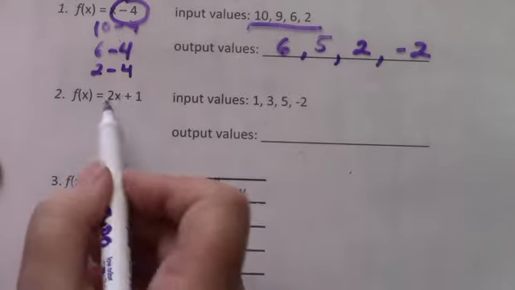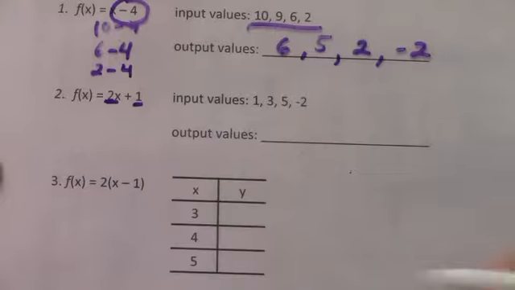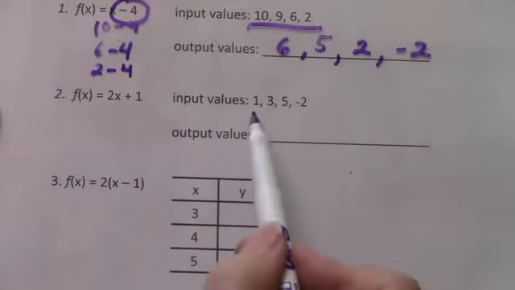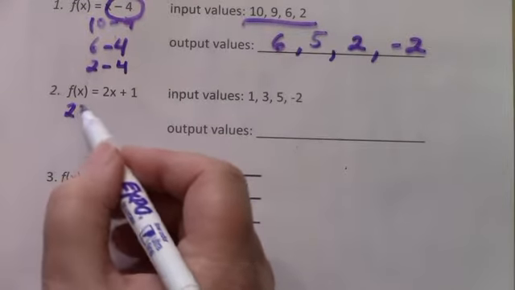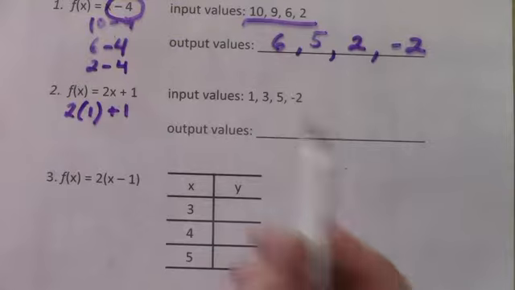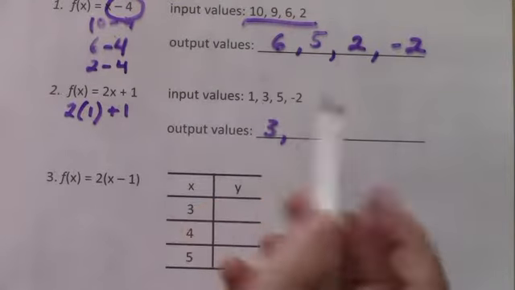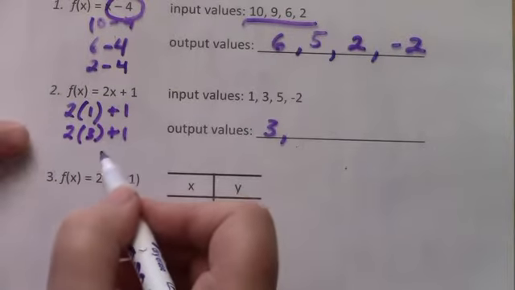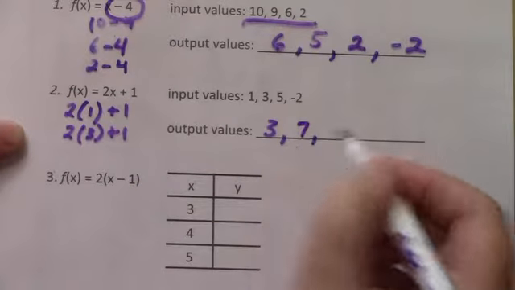So let's try the next one. What is my rule? I'm going to multiply x by 2 and I'm going to add 1. So this function is 2x plus 1. Well, my first input value is 1. So that would be 2 times 1 plus 1 is 3. My second input is 3. So I can say 2 times 3 plus 1. 2 times 3 is 6 plus 1 gives me 7.